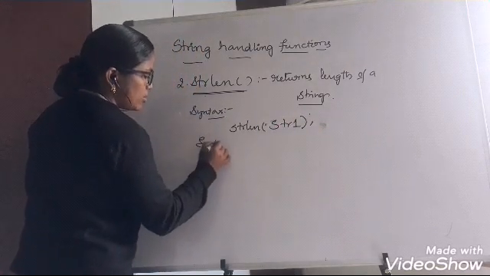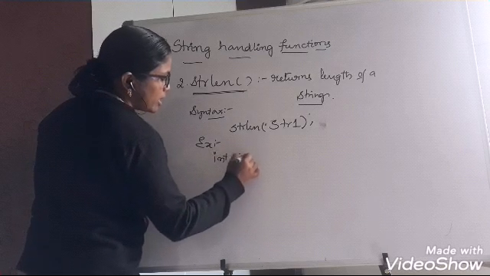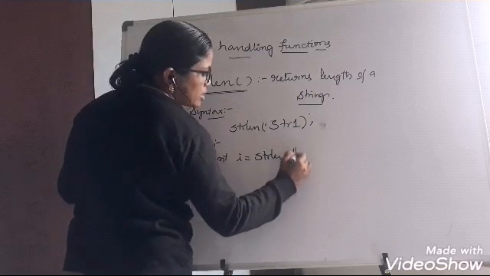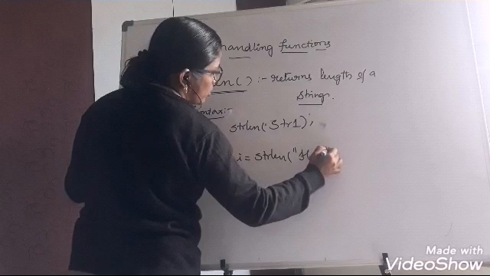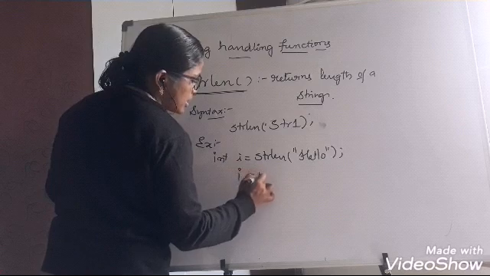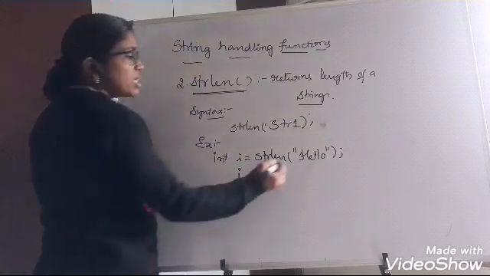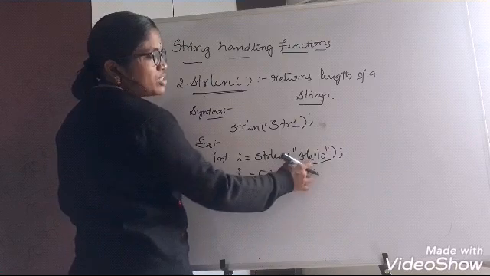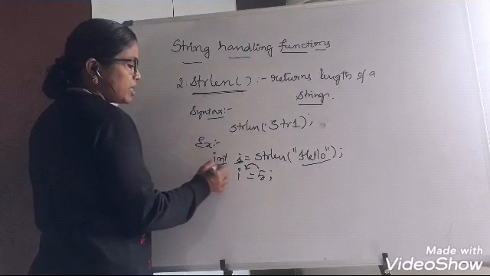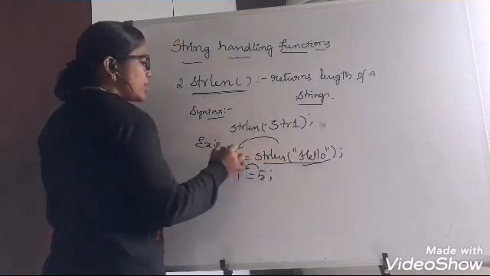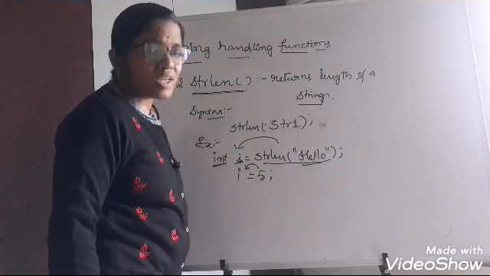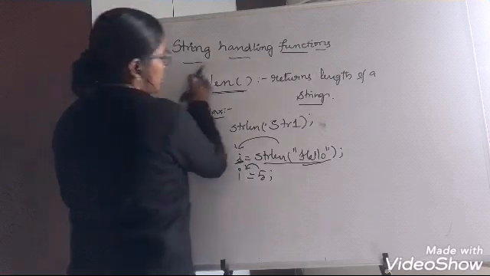As an example, you can write int i = strlen("hello"). So you are calling the function strlen with "hello". What will it return? 1, 2, 3, 4, 5. So i is assigned 5, the number of characters in your string. That is assigned to this variable. This is a variable of type integer because this function always returns an integer. So this is a function of return type integer. This is the second string handling function.